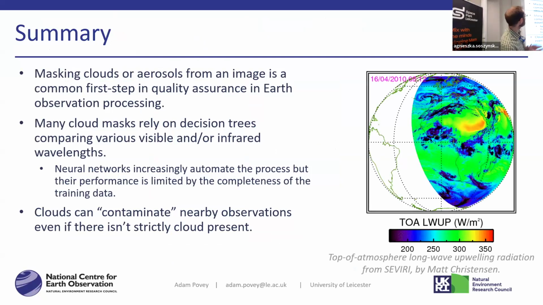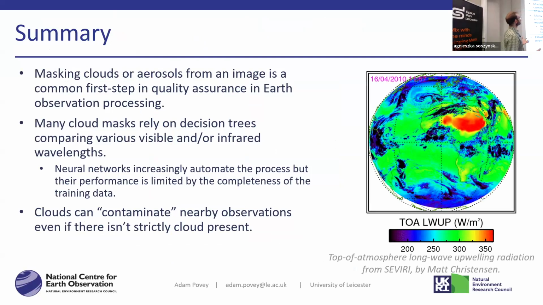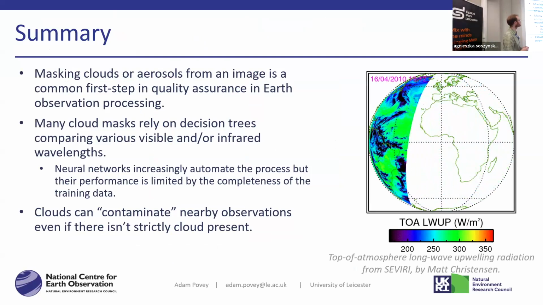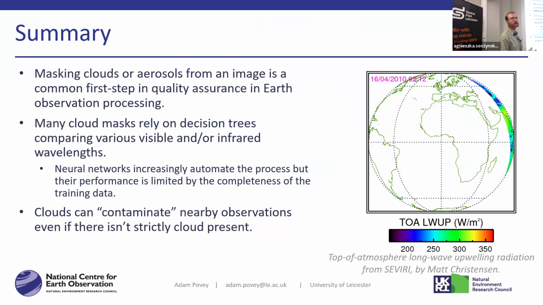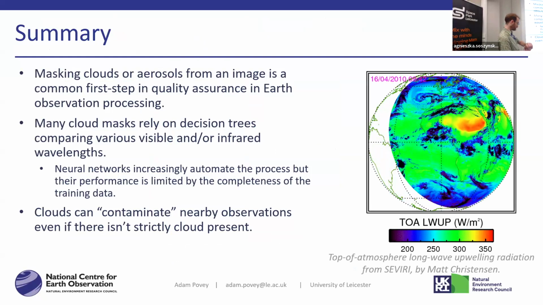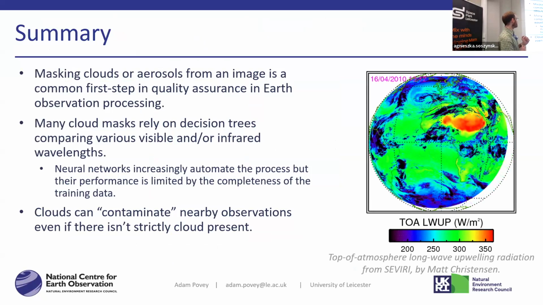So I ran through that masking clouds from image. A common first step would be those qualitative images of looking at brightness temperature differences. You can then make decision trees to form these types of masks, and because a decision tree can be automated with a neural network, those are also now quite popular.